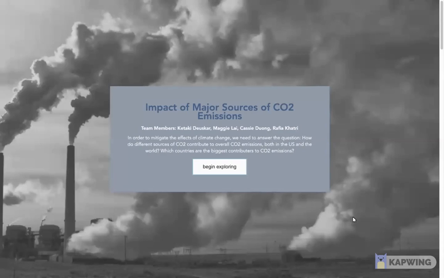Climate change is a defining issue of our time, with effects that are global in scope and unprecedented in scale. For this project, we examine where carbon dioxide emissions come from and how different countries contribute to CO2 emissions.